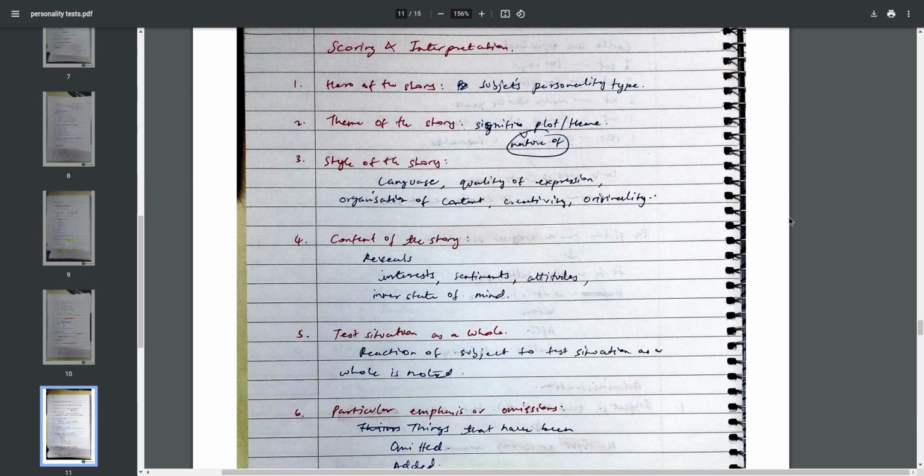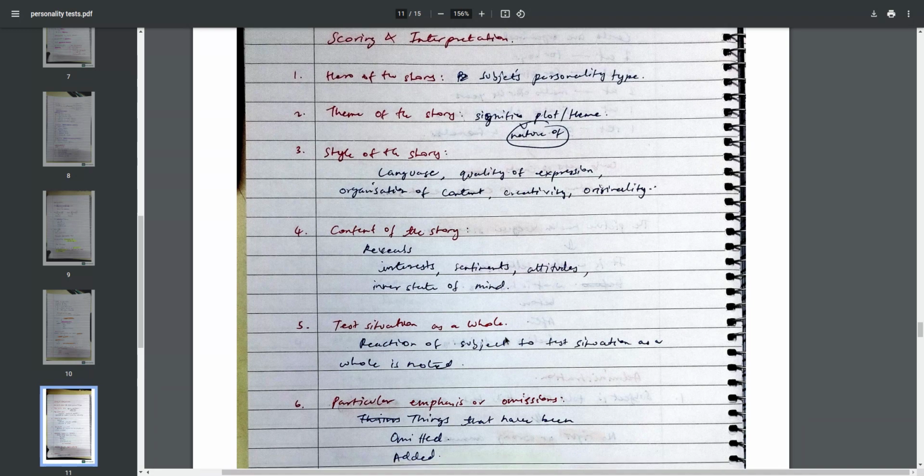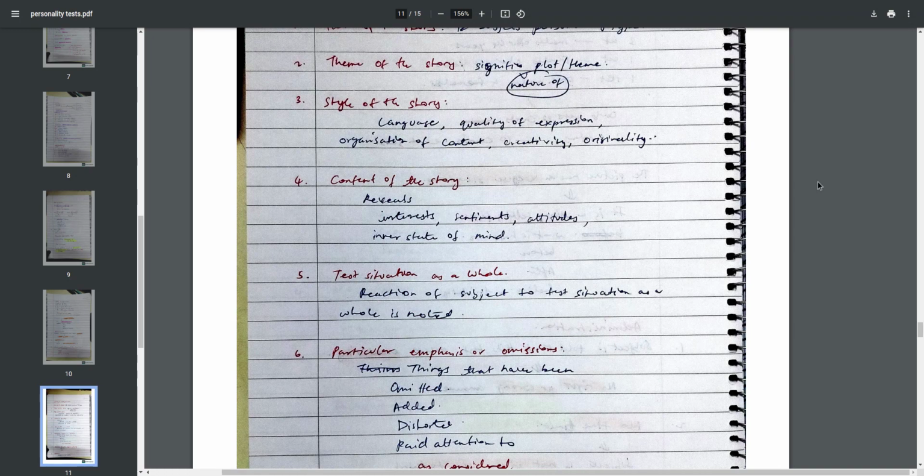Then scoring and interpretation. This is pretty important. The hero of the story shows the subject's personality type. The theme of the story signifies the theme, obviously. Then style is the language used and quality of expression, then creativity and originality. Then content of the story. It reveals the inner interest, sentiments, and the attitude held by the subject. These are all reflected in their answers.